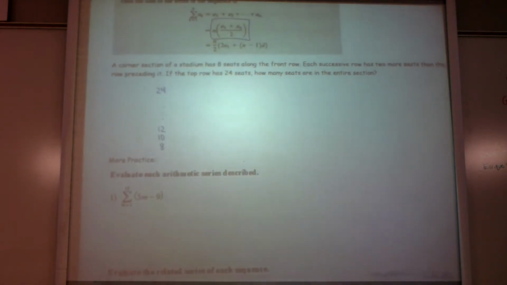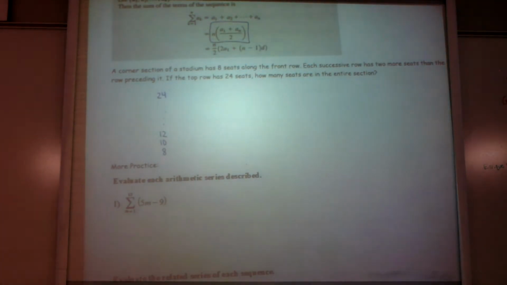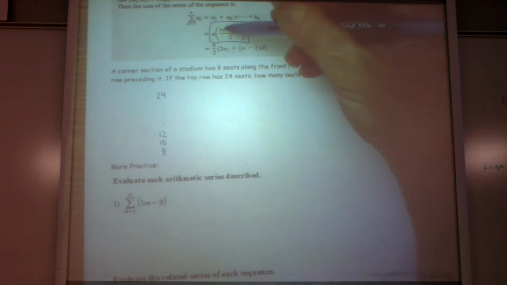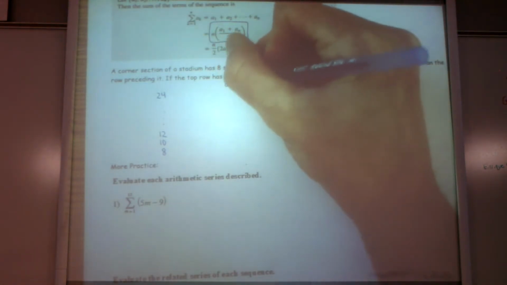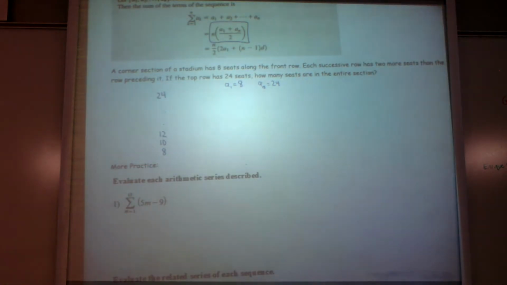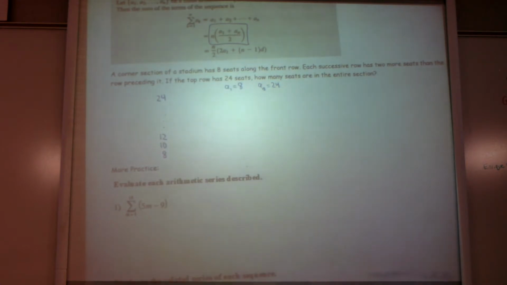So what this tells us right here is that we can actually figure out how many total seats there are using this. Now, do we know how many seats are in the first row? Yeah, there's 8. We're told that the last row, a sub n, is 24. But what don't we know? We don't know how many rows there are. Now again, you could probably figure it out real quick since this is relatively few numbers. But what if there had been 100 rows or more than that? There's a ton of rows.